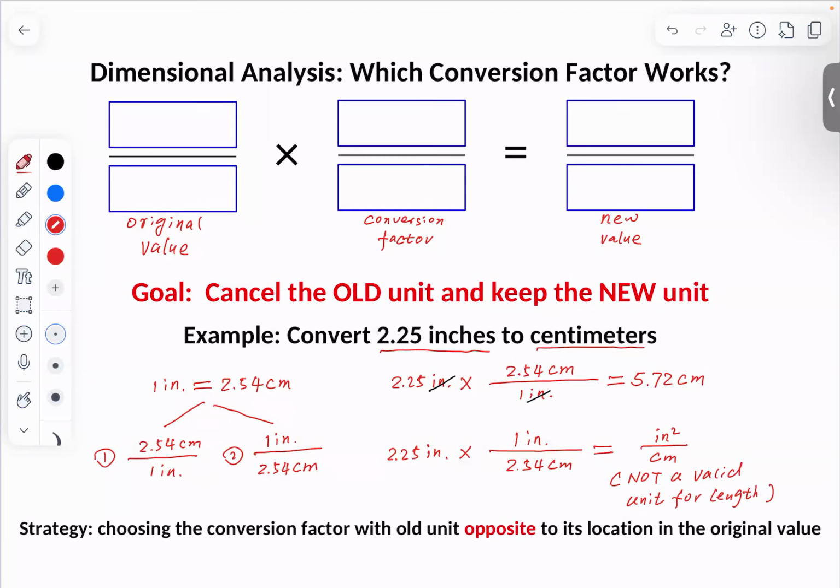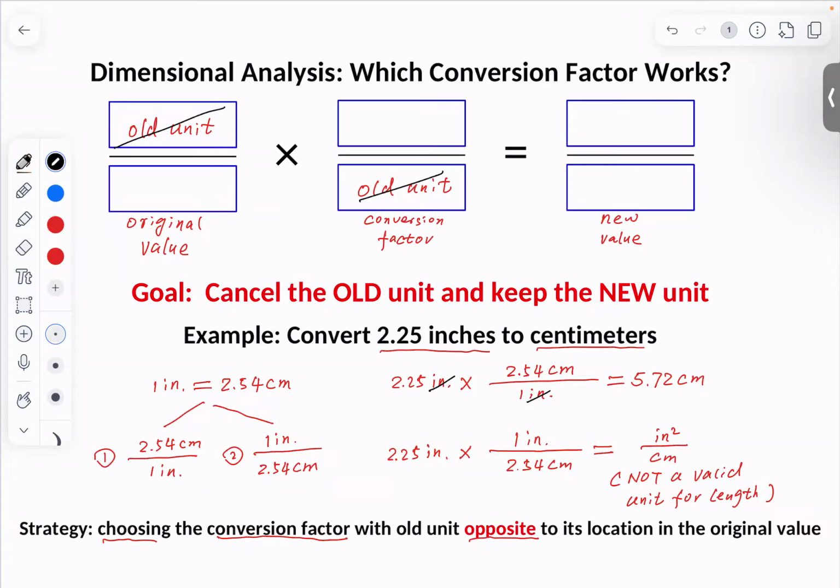Based on this example, we can summarize the strategy for choosing the correct conversion factor. It turns out the old unit in the conversion factor must be positioned opposite to its location in the original value. More specifically, if the old unit in the original value is the numerator, then we have to choose the conversion factor with the old unit as the denominator. So they can cancel out.